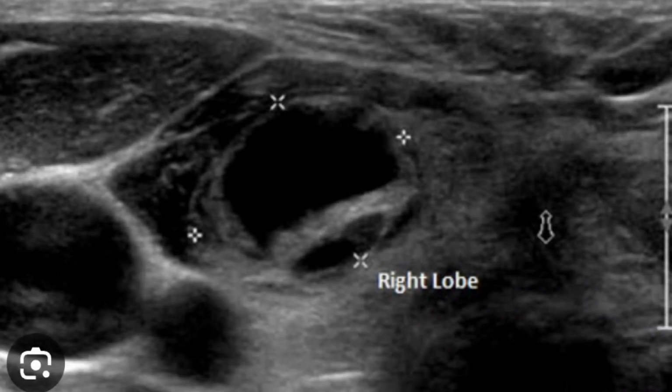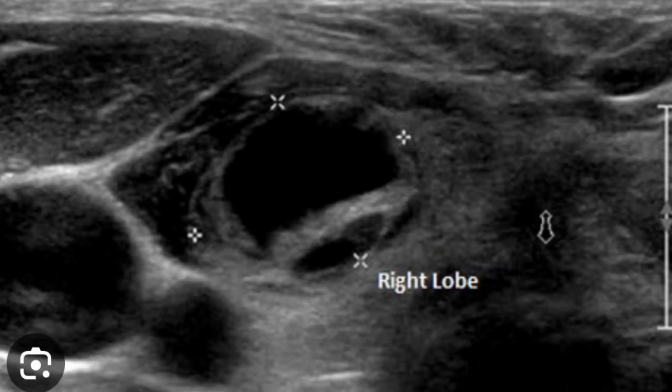Here in this gland you can appreciate a hypoechoic nodule associated with lymphadenopathy, but this lymph node has characteristic degenerative necrotic changes. So pay attention to the enlarged lymph node, its size, its vascularity, and its necrotic changes. This I'm talking about with respect to lymph nodes.